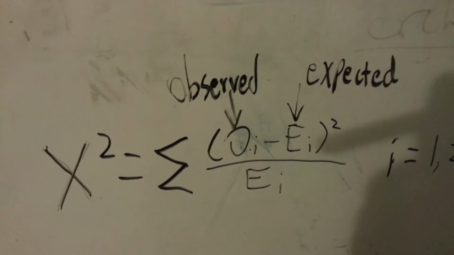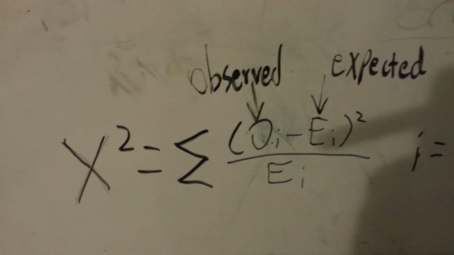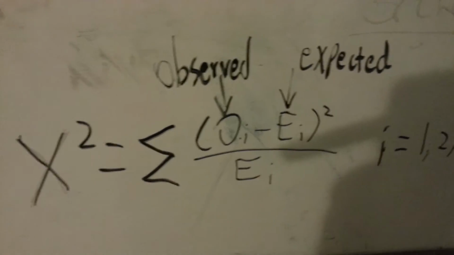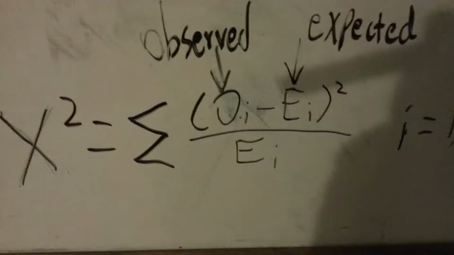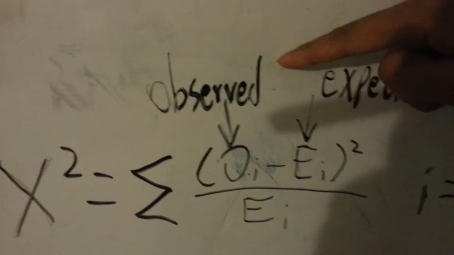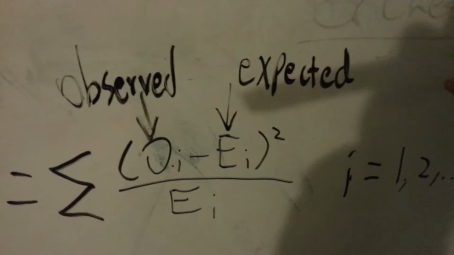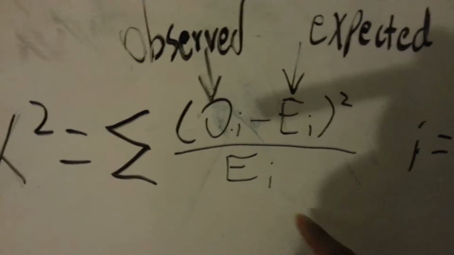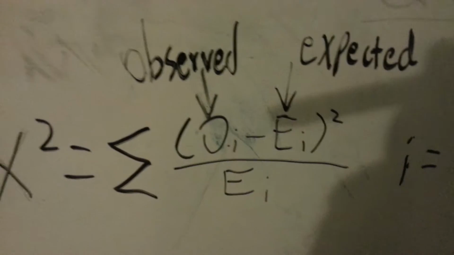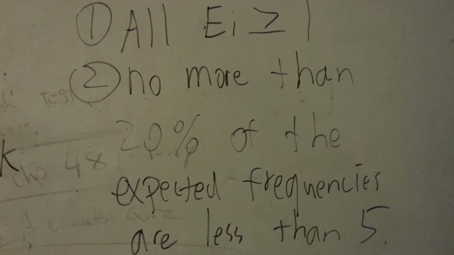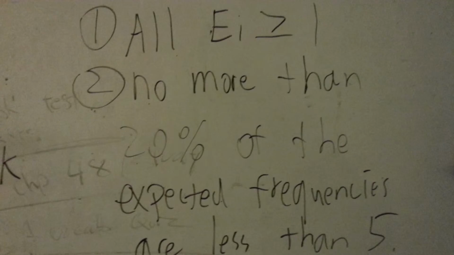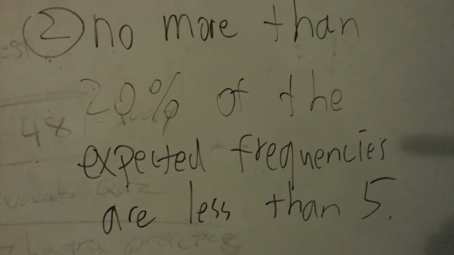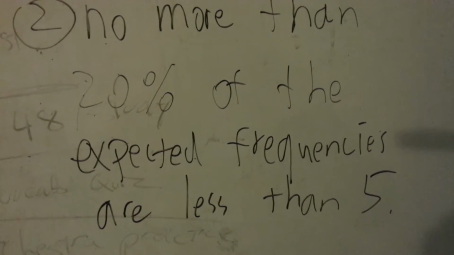In order to test for the statistic, we're going to use chi-square equals the sum of the observed value minus the expected value, and then we're going to square it and divide it by the expected value. In order for us to do that, we have to make sure that all of the expected values are greater than or equal to 1, and no more than 20% of the expected frequencies are less than 5.